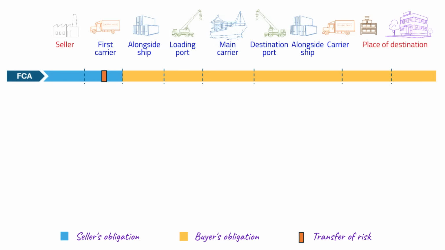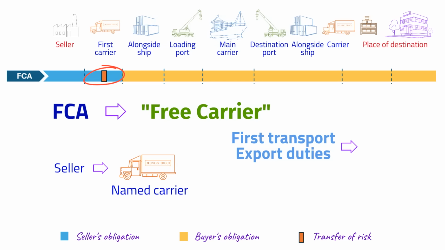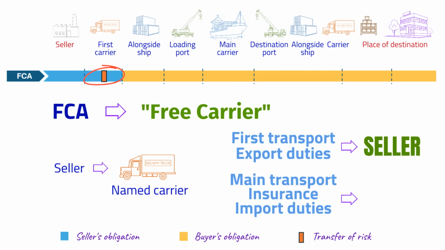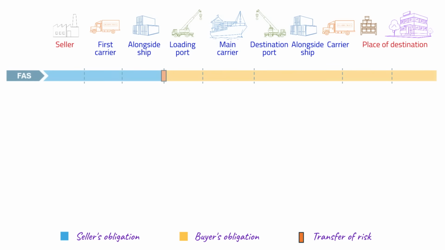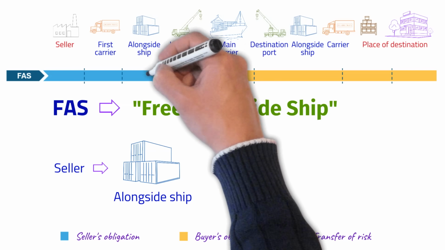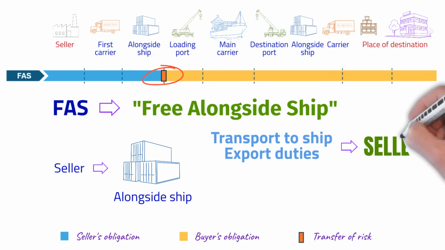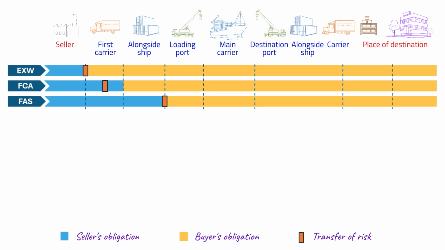The next one is Free Carrier, FCA. The seller delivers the goods to a named carrier at a named place, and the risk transfers there. So, now you have more exposure for the seller, because if the goods are damaged during the transfer to the carrier, the seller may be responsible for that. The next is FAS, Free Alongside Ship. Here the seller delivers goods alongside the vessel at the port of shipment. The buyer is responsible for loading, main carriage and insurance only from that point. Again, more risk for the seller as the goods stay longer under his control. And a note, this term applies only to the sea and inland waterway, as the name suggests.